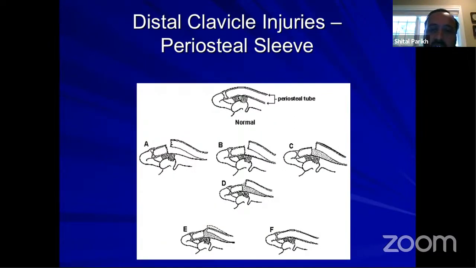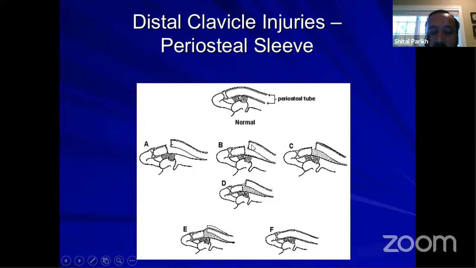These are the periosteal sleeve injuries that have been described. So you can see the normal is on the top. And what happens when you have a distal clavicle fracture, the coracoclavicular ligaments, which are here, remain intact, keeping the sleeve intact. And over a period of time, this fills in with bone. And so you almost have a double clavicle or a Y-shaped clavicle. And then the top part would get absorbed.